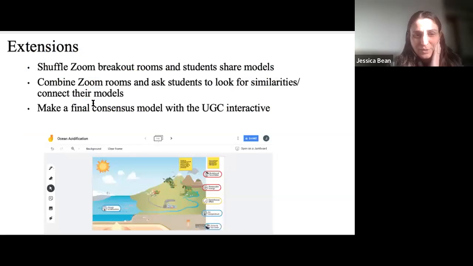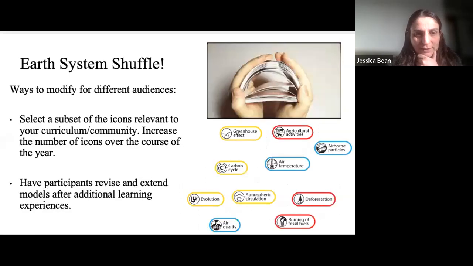There are lots of ways you can extend this activity. You can shuffle the breakout rooms and have students share models or combine models. You can also try to build a consensus model with the key connections that students are making. And again, as I already mentioned, you can select a subset of the icons and increase the number over the course of the year, and really have participants revise and extend their models after various learning experiences throughout the curriculum.